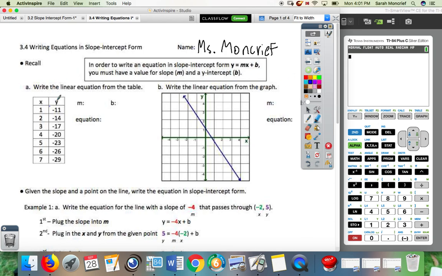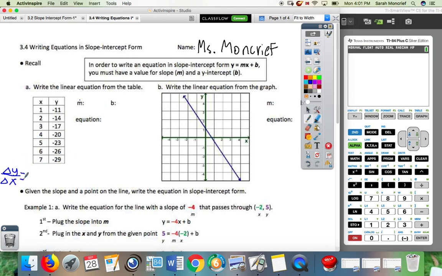Before we can write the equation, we need to find my m and my b. Now, in order to find the m, we need to find the delta, or change in y, over the delta, or change in x. Some of the other teachers might not put the delta symbol. All I'm doing is looking at the difference in my y's and the difference in my x's.